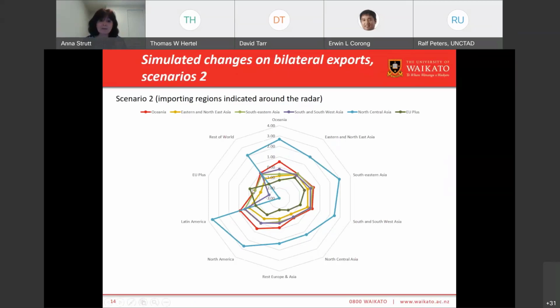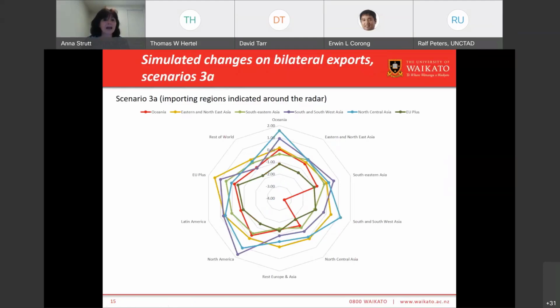You get more of this intra-EU trade when you've got the carbon border adjustment mechanism in place. And as it turns out, it actually further impacted that central North Asia region. So those are just a flavour of those bilateral results. If we turn to scenario 3, this is just scenario 3A, we see that the impacts are much more broad, and much more similar across those different regions in terms of impacts on bilateral exports.